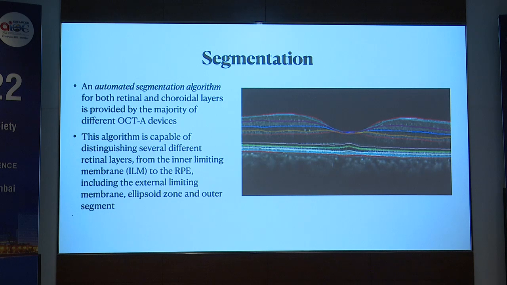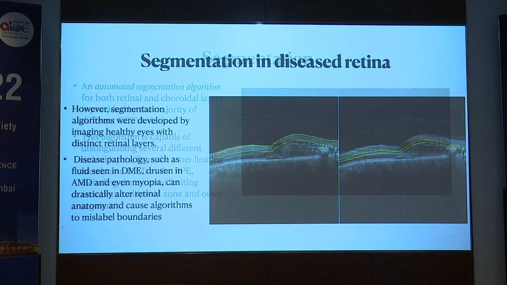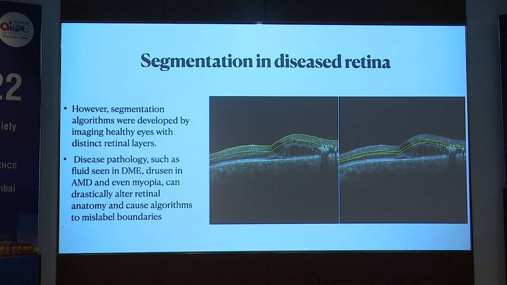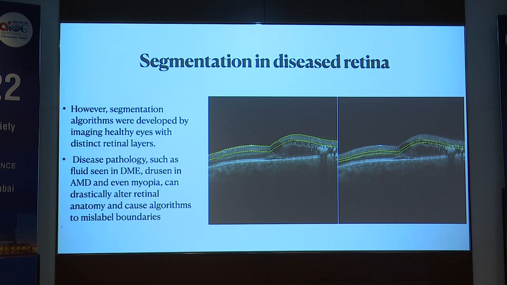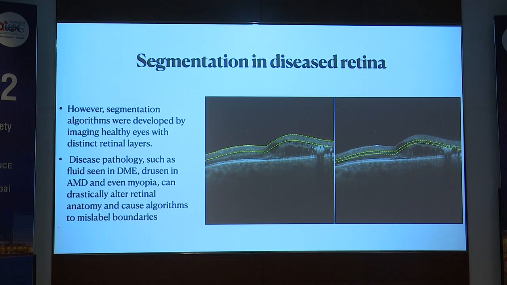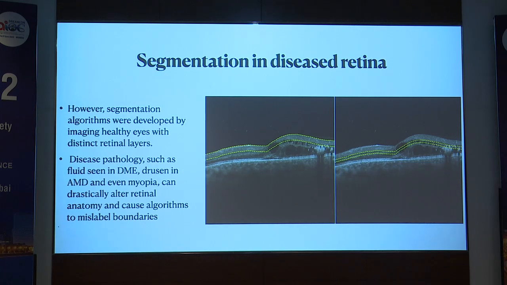So segmentation, each machine has got an automated segmentation algorithm which provides all the layers, retinal and choroidal layers, and they can differentiate various layers of the retina, and they have all been developed using healthy eyes, imaging the healthy eye. But we know when there is pathology, there are cystic spaces, there is thickening, there is some membrane, there is SHRM, all these, the segmentation will change, and that will not give a correct idea about the disease. So they will get altered. The boundaries between the various anatomical layers will get altered in these diseases. So segmentation will not be correct.